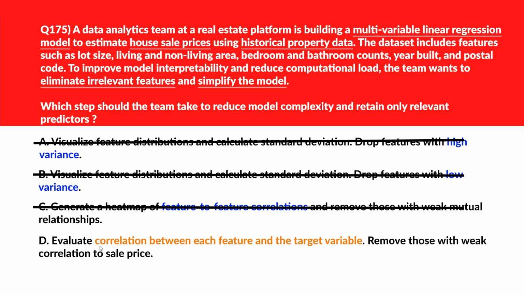Option D says evaluate correlation between each feature and the target variable. Remove those with weak correlation to sale price.